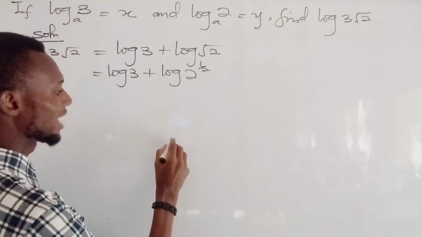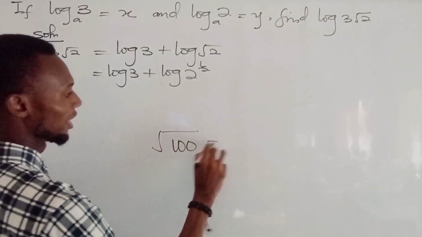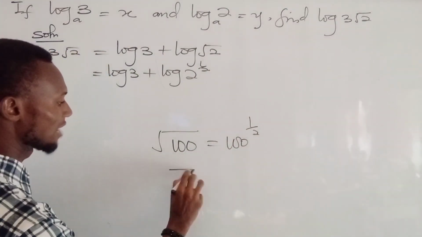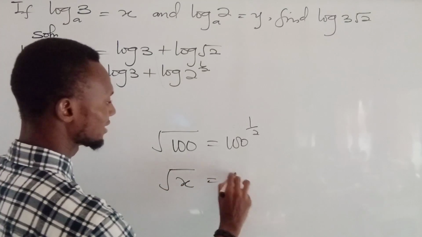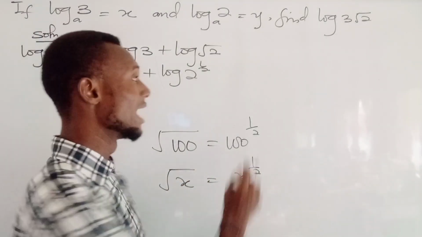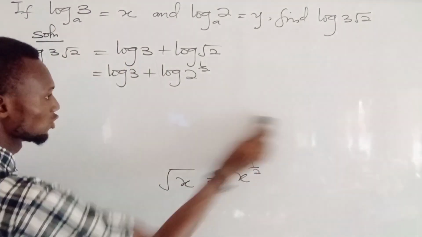Okay, so it means that when we have, let's say, the square root of 100, we can write it as 100 to the power half. Let's say we have the square root of s. We can write it as s to the power half. So it's the same principles that we are applying to this one. Let me clean this one for us to continue.